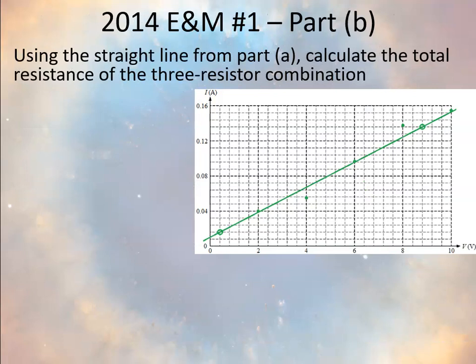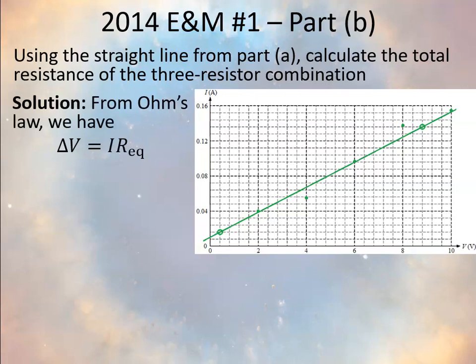So in part B, calculate the total resistance of the three resistor combination in this situation. So we have Ohm's law telling us that the delta V for the power supply is equal to the current coming out of the power supply times the equivalent resistance. I don't like this term total resistance because that just implies that you could add up all three resistors, which is definitely not what they're looking for here.